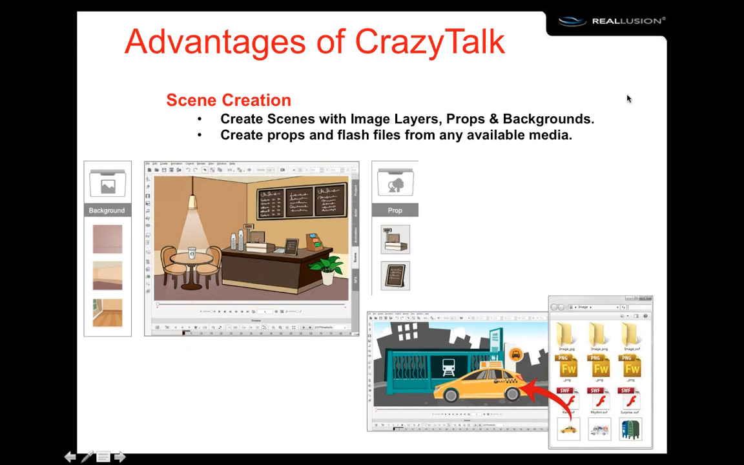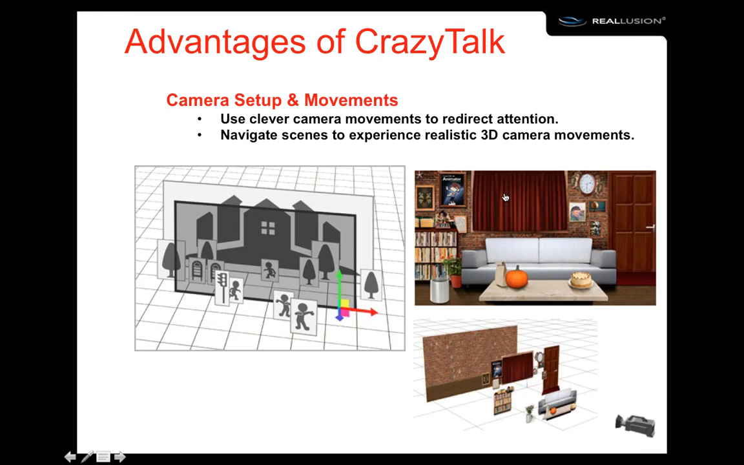Another advantage is the scene creation. So CrazyTalk Animator is a 2D animation tool, but it's actually a 3D engine. So this allows you to bring in different props and layer them in a 3D space. This gives you the ability to simulate depth in a scene. And you can put props way in the back or way in the front. So when you're panning your camera, it gives the illusion as if you're inside a real 3D space. And you can do this thanks to all the props that allow you to create your own scene.